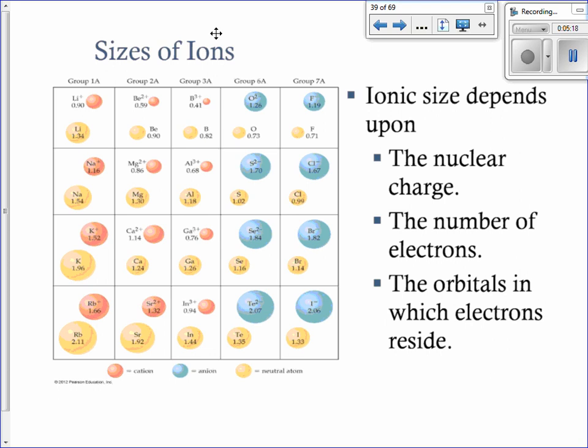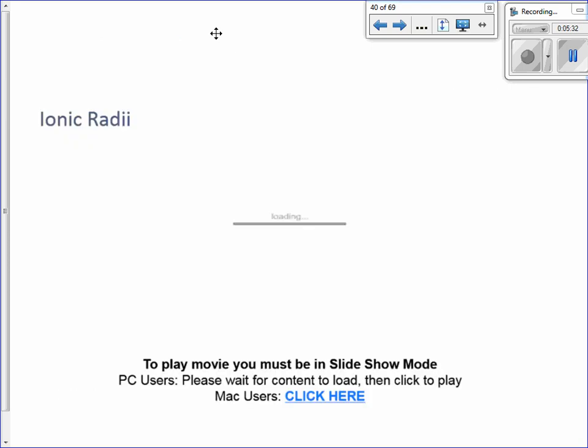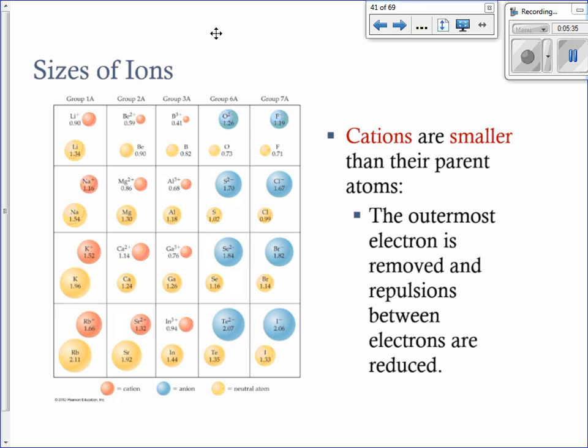All right, so ionic size. Now looking at ions. Okay, ions depend on their nuclear charge, the number of electrons, and the orbitals in which the electrons reside. However, our general trends are going to be that cations, they lose electrons, they generally become smaller than their parent atom. Okay? So their outermost valence electrons are the ones being removed, so they do generally shrink. Okay? And here on the picture you can see, like here's a lithium right here in comparison to the lithium ion. So it definitely shrinks.